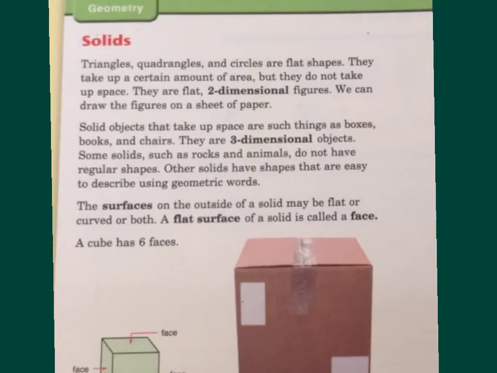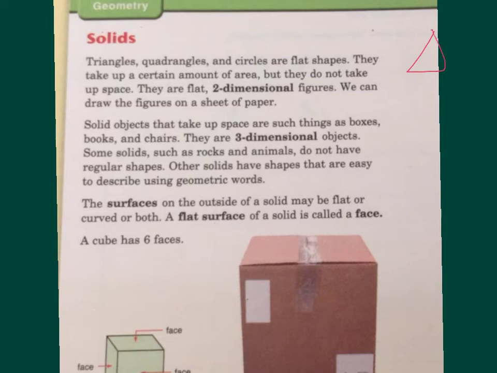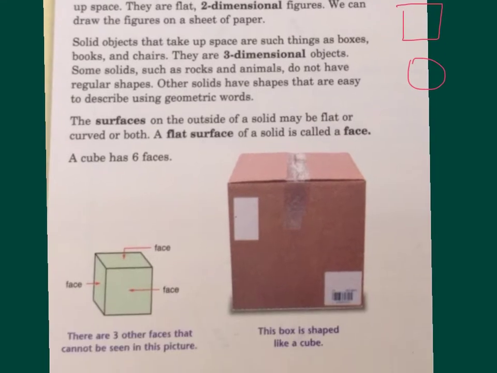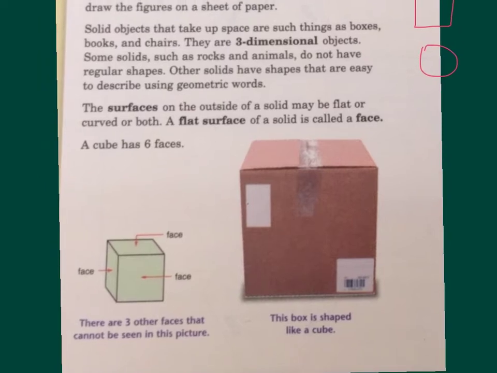Looking at the math reference book, it gives us a good example. Triangles, quadrangles, which we know have 4 angles, and circles, those are flat shapes. They take up a certain amount of area, but they don't take up space. They're flat. Like I said, if you cut out a piece of paper, it's just flat. Okay, we can draw a triangle, a square, and a circle. However, polyhedrons, which are solids, take up space, like a box, a book, or chairs. They are what you call 3-dimensional objects. Some solids, like a rock or an animal, don't have a regular shape. And other ones are really easy for us to describe using geometric words.